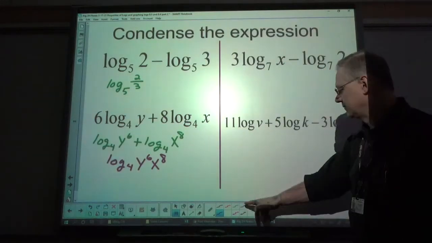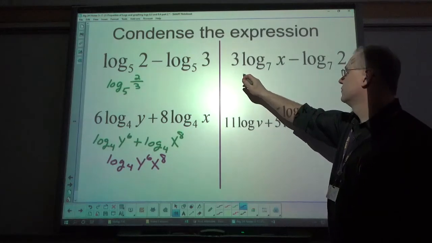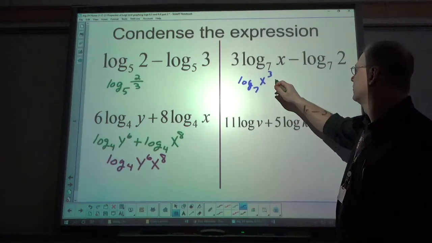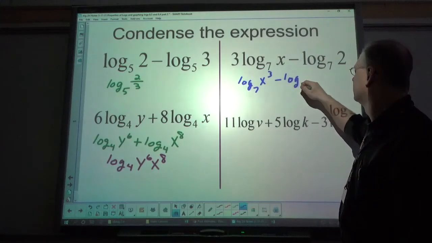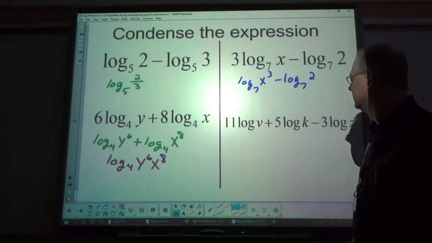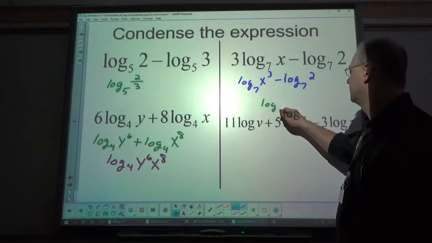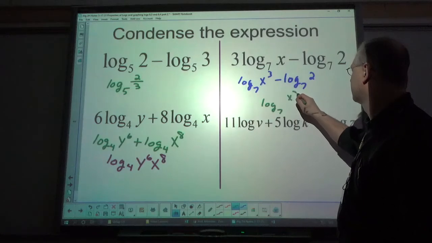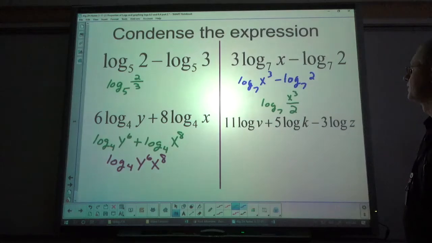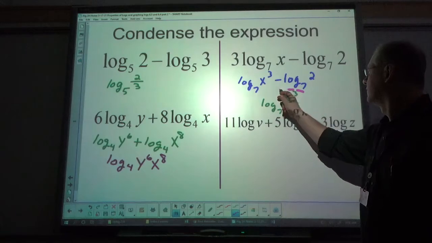Let's give this one a try. Multiplier becomes the power, so log base 7 of x to the third minus log base 7 of 2. And then the subtraction becomes division. Log base 7 of x to the third over 2. There's your answer here.